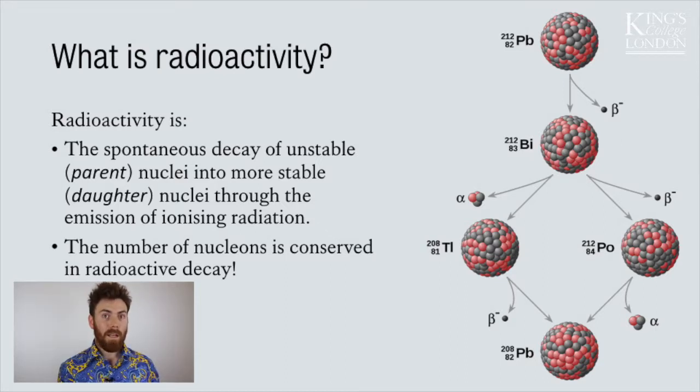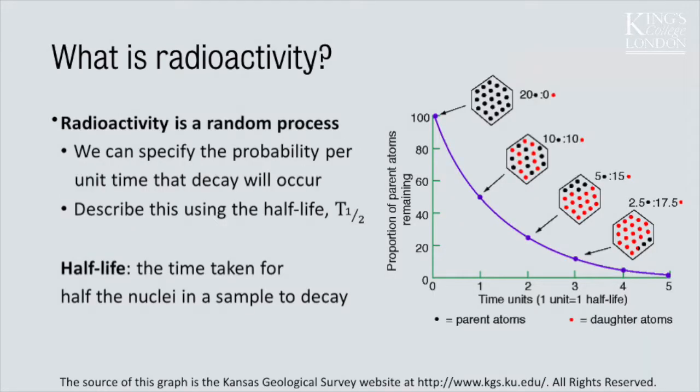The aim of this video is to give you enough information to understand this particular decay chain, which should help you understand the process of radioactive decay more generally. Okay, now one thing that I'd like to talk about now is that radioactivity is a random process. Okay, so we can't predict when any given atom, which is unstable, is going to undergo radioactive decay and turn into a different, more stable atom.